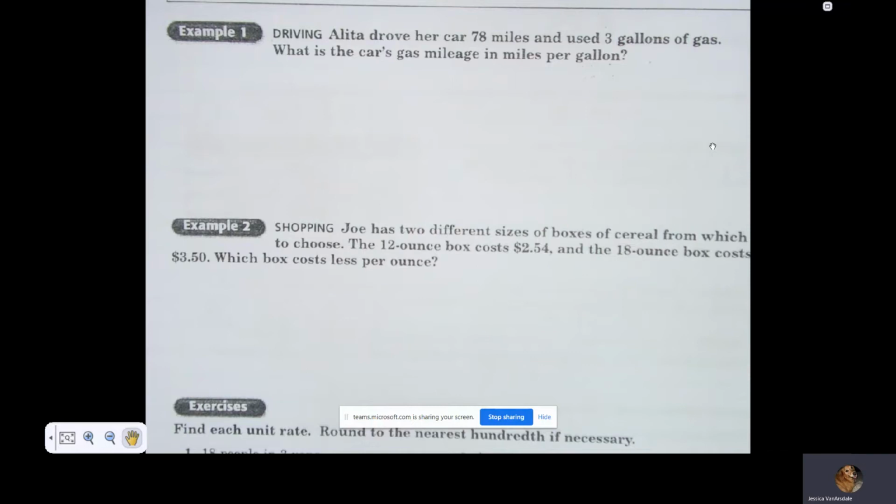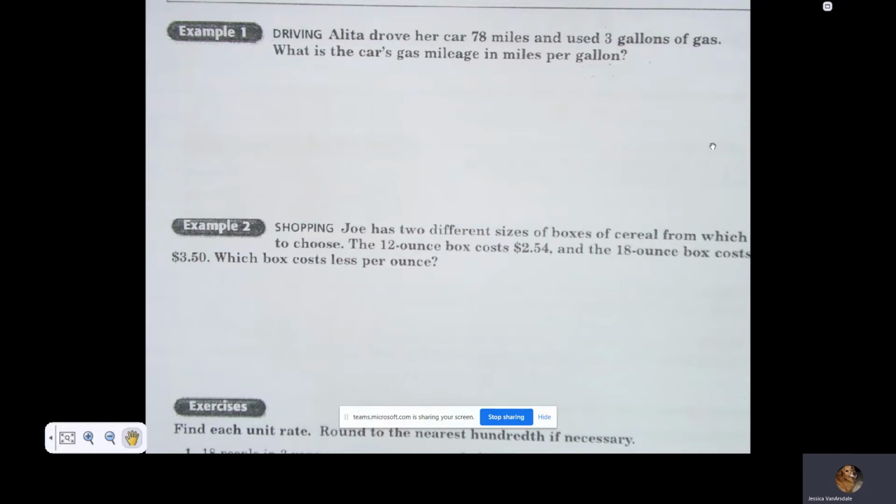To show exactly how to know exactly what to do. All right, ready? I need a reader for example one where it says Alita drove. Jonathan, please read for me. Alita drove her car 78 miles and used 3 gallons of gas. What is the car's gas mileage in miles per gallon?